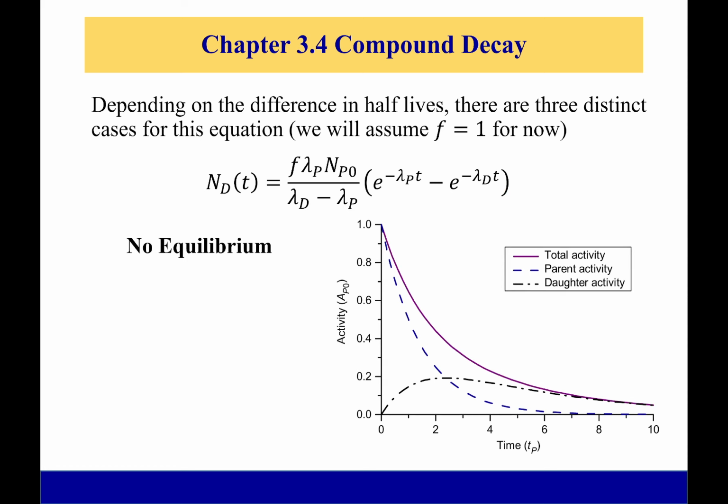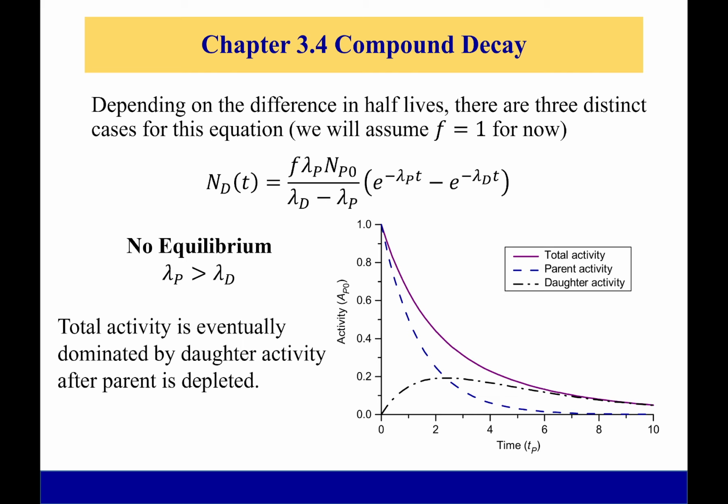The last one is simply no equilibrium, which simply means that the parent has a shorter lifetime than the daughter. So every single bit of the parent is being produced. It's dropping down really dramatically. And so the daughter is going to quickly dominate here because the parent is dropping off so quickly. So all the parent becomes the daughter species and it drops off.